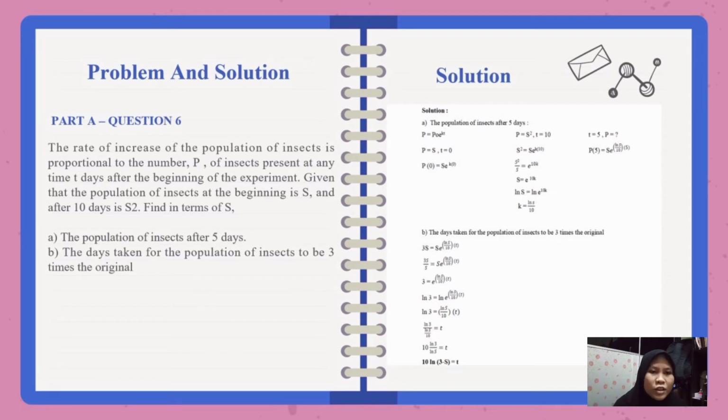Taking ln, we get ln 3 equals ln S divided by 10 multiplied with T, and we get T equals ln 3 divided by ln S divided by 10, and we get the equation of T is 10 ln 3 minus 5 in bracket.